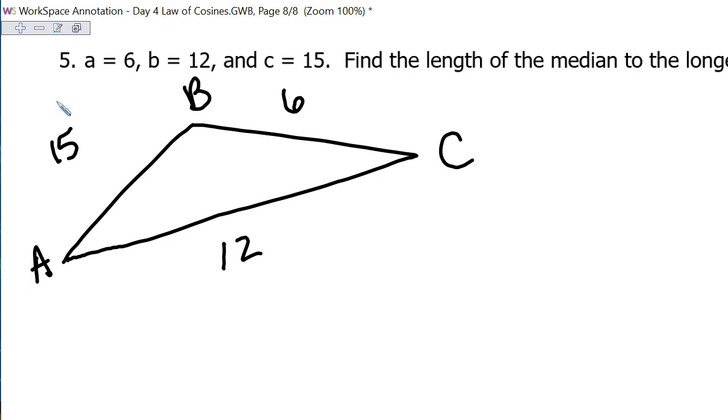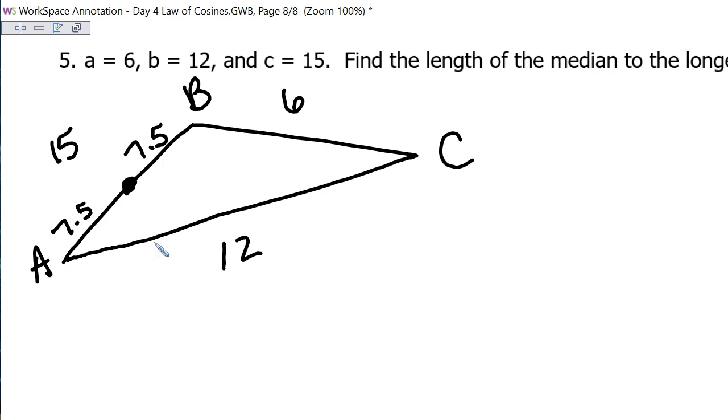So we need to find the longest side, and which one is the longest side? Yeah. It doesn't look like it according to my diagram, but side C is actually the longest one. So the median is going to cut that in half. So the midpoint, what is half of 15? 7.5. So this side would be 7.5. This side is 7.5. And the median is going to be coming from angle C.